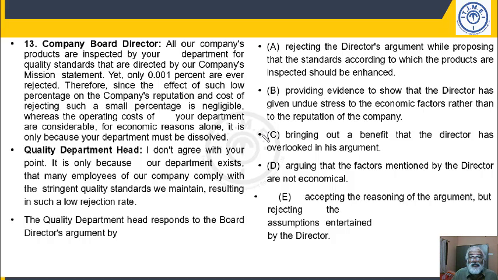He is arguing that the factors are not economical. No, he's not looked at the economics of remaining. He's accepting the reasoning of the argument. No, he's not. So C is the answer to this question, right? He's actually saying because we are around, you benefit from greater attention being paid by the production staff. So the director has not actually realized that. So that's what he's bringing to his notice. So C is the answer to that question.